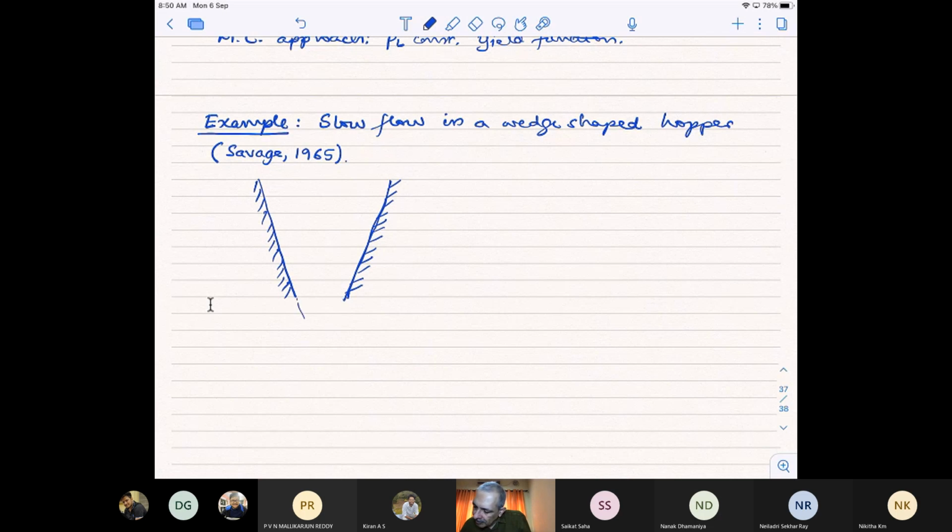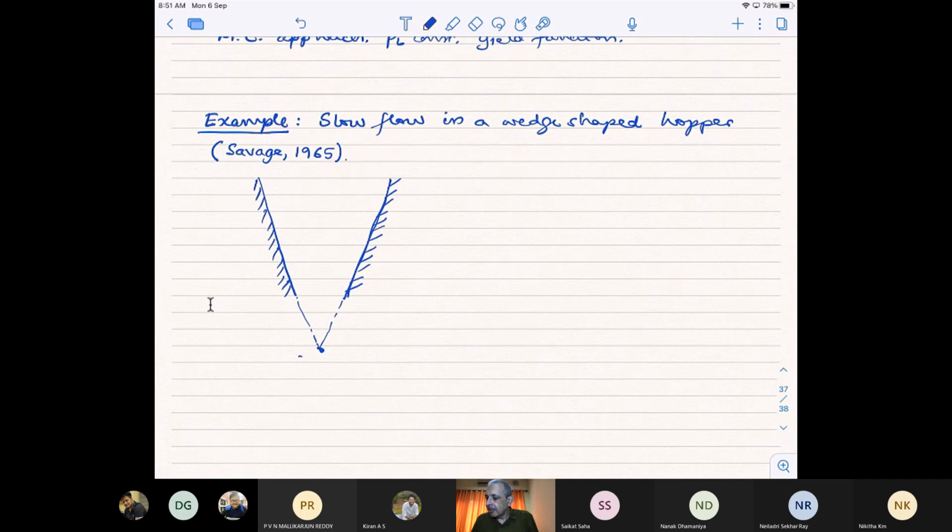And if you, let's say, extend these plates, then they will meet at some point over here. And let's suppose we take this as the origin of our coordinate system.